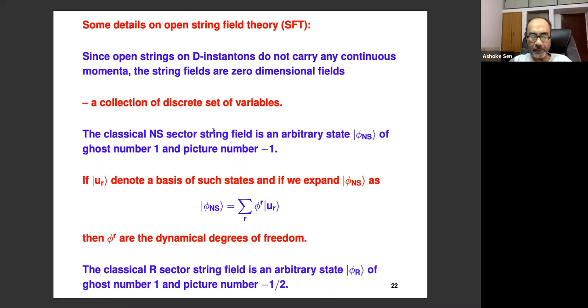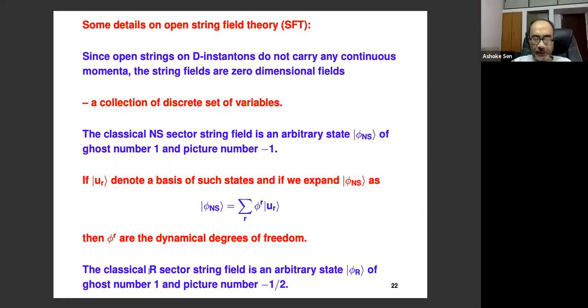This in particular means that, suppose you introduce a set of basis states u_r. Given any arbitrary state in the Neveu-Schwarz sector, we can expand it in this basis. Again, I'm talking only about a basis of GSO invariant, GSO even states. So phi_NS has an expansion of this kind. When I say that the classical NS sector string field is an arbitrary state of ghost number 1, picture number -1, what I mean precisely is that it's these expansion coefficients phi_r that represent the dynamical degrees of freedom. So when you carry out the path integral over open string fields, it is the integral over the phi_r's. In this case, the path integral is an ordinary integral over this set of variables phi_r.